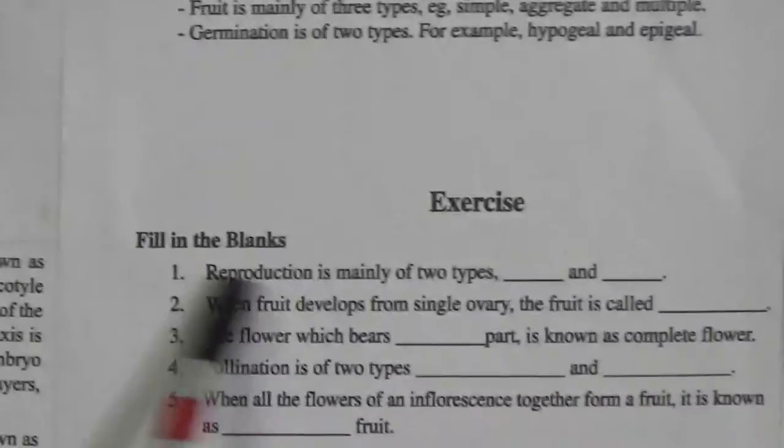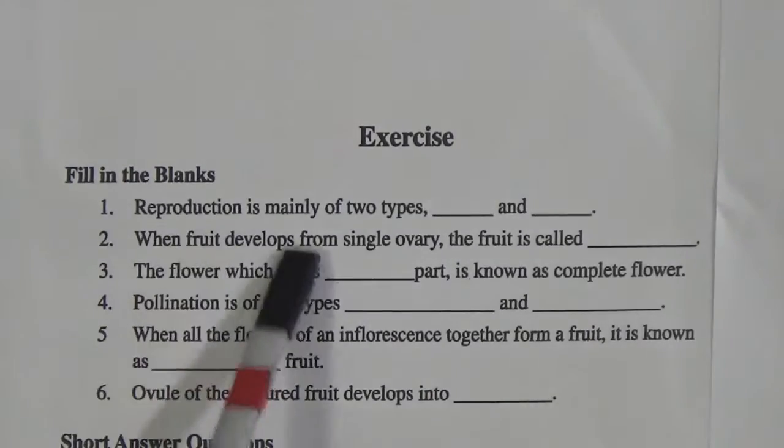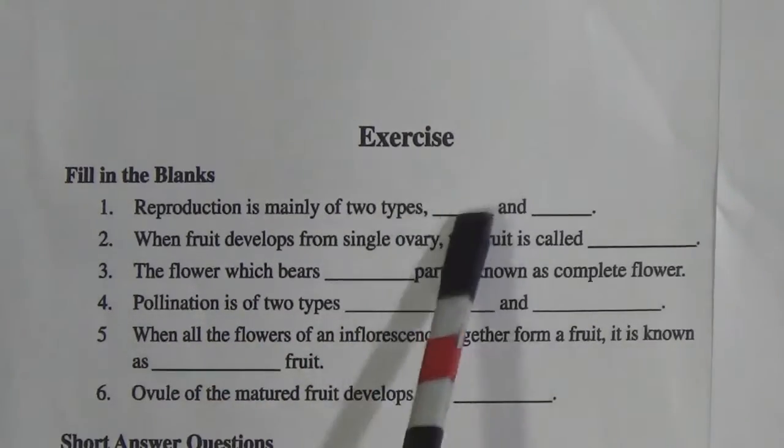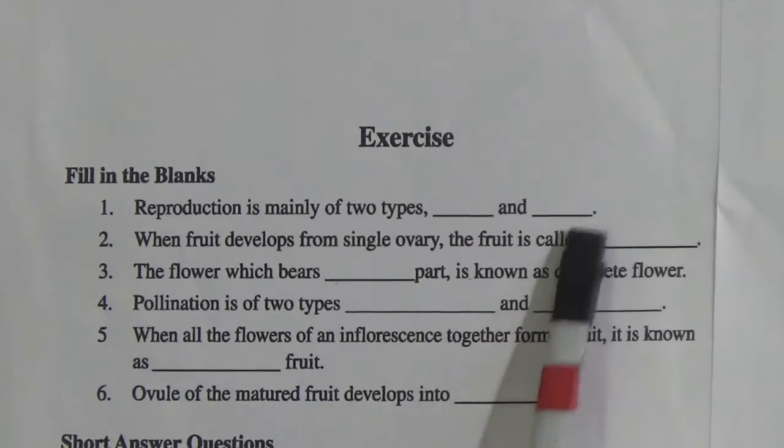Now, come to the exercise. First one, I will not write this, I will only say this, fill in the blanks answer. Reproduction is mainly of 2 types, asexual reproduction and sexual reproduction.